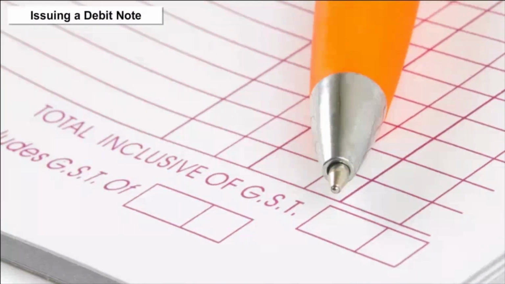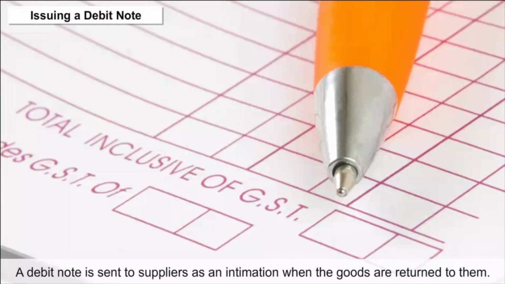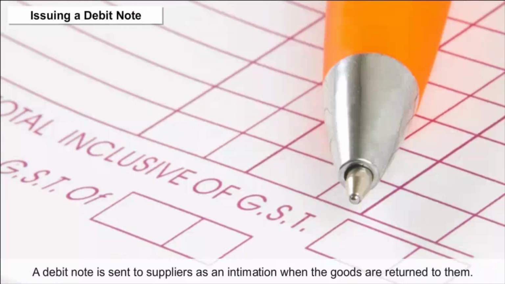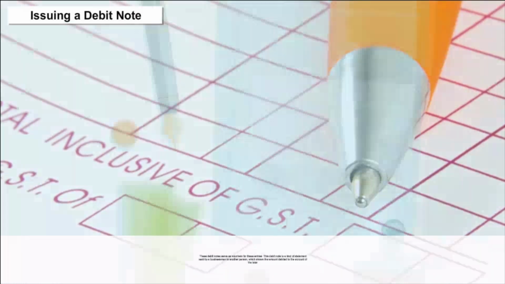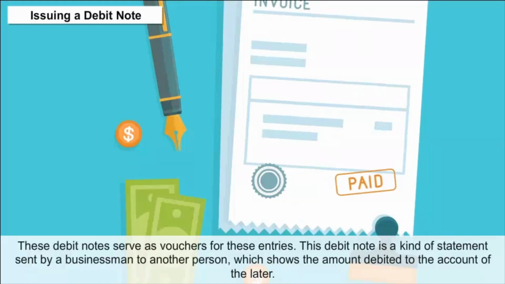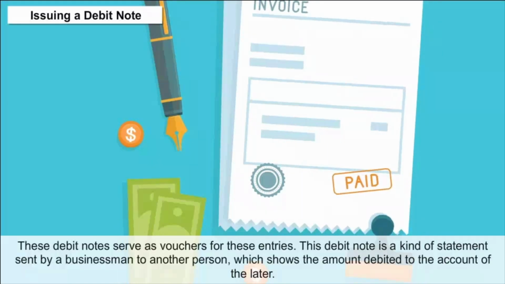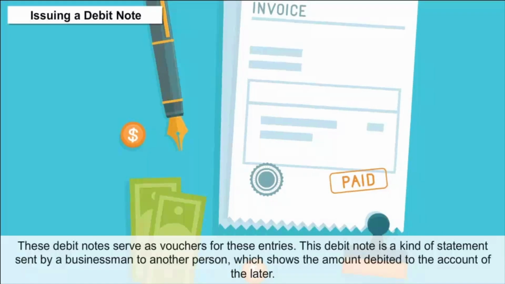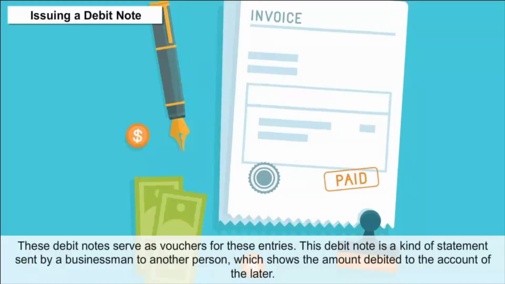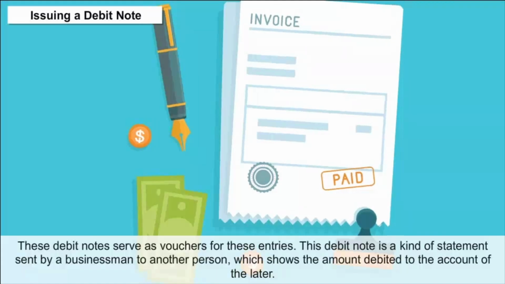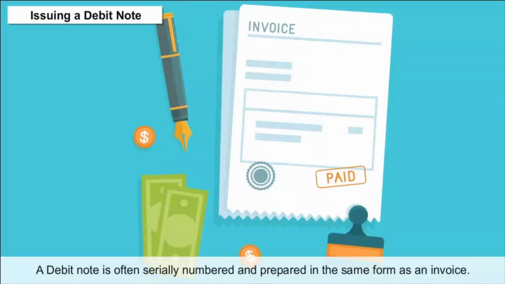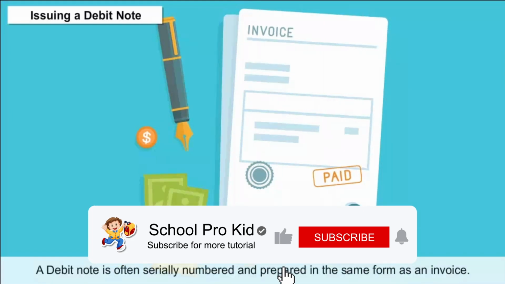Issuing a debit note. A debit note is sent to suppliers as an intimation when the goods are returned to them. These debit notes serve as vouchers for these entries. A debit note is a kind of statement sent by a businessman to another person which shows the amount debited to the account of the latter. A debit note is often serially numbered and prepared in the same form as an invoice.